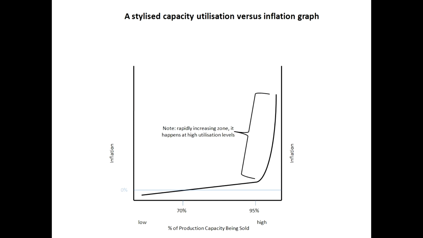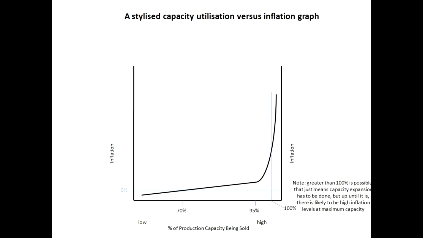As production utilisation in the sector increases and gets up to high levels, the relationship changes and the line increases steeply. In this zone, small increases in capacity utilisation will bring relatively large changes in inflation. Note that it is possible to go beyond 100%, so I've marked a 100% line a bit in from the end on this next graph. Inflation will be high at this point, but does drop if production capacity is expanded.